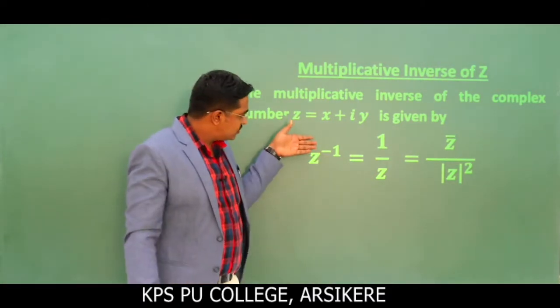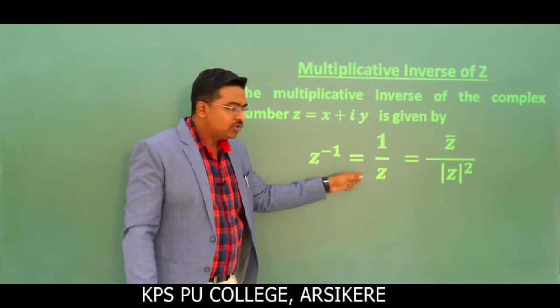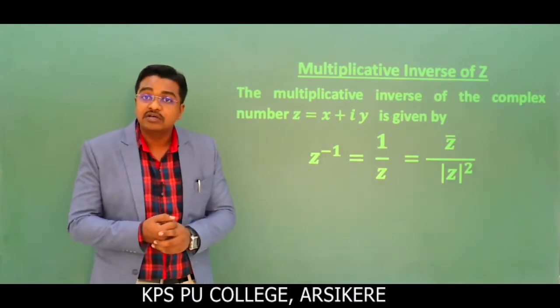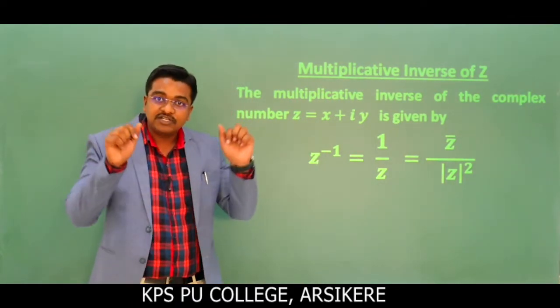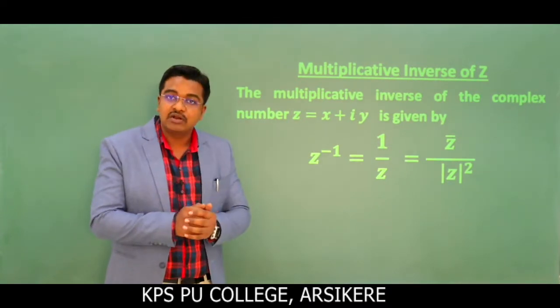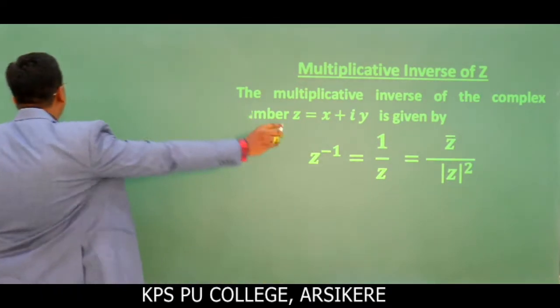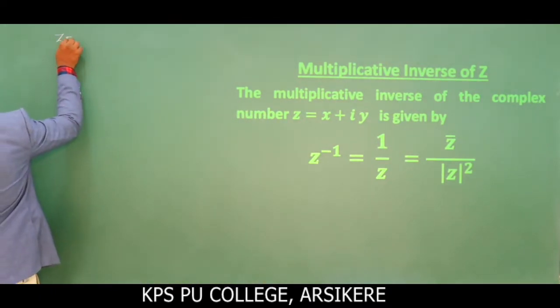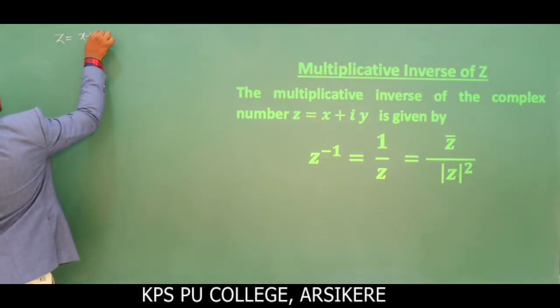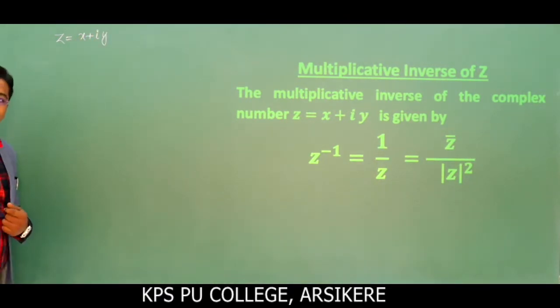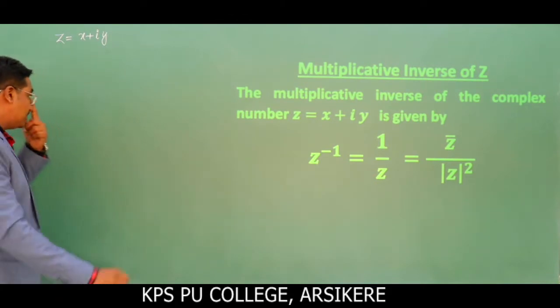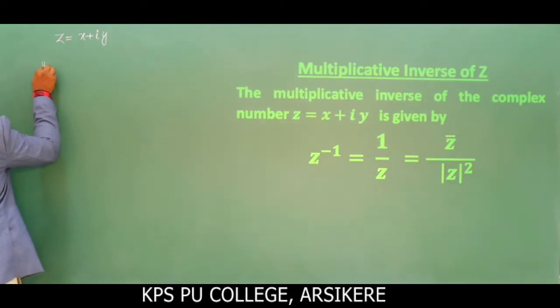So notice z inverse is 1 by z. How does it come as z bar divided by mod of z square? We'll discuss here. So what is given: we have z is equal to x plus iy, right? Z is equal to x plus iy.